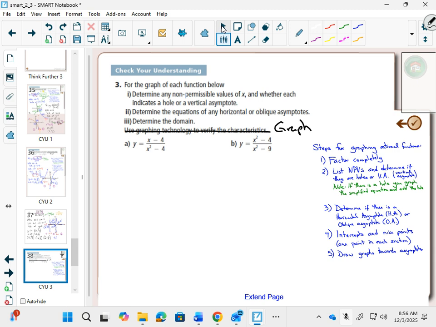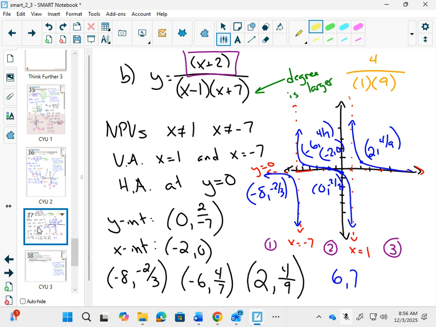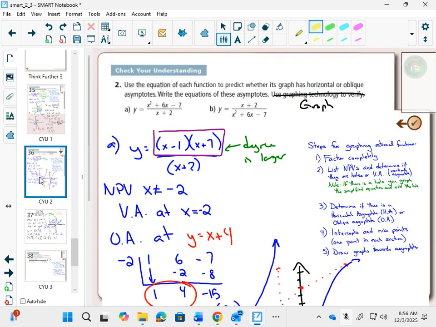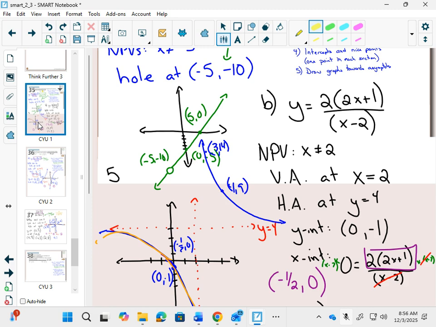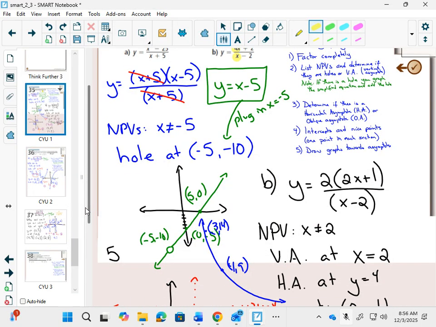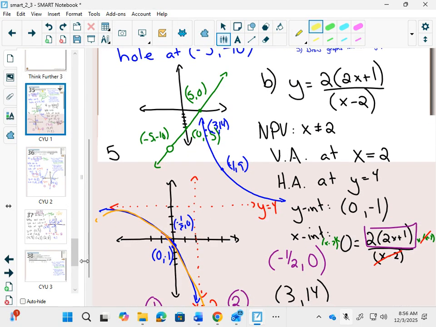What makes this unit challenging at the beginning is, look at the graphs we've done. That one looked like this. This one looks completely different than that one. Our first one just had a straight line with a hole in it. The graphs look completely different, but the steps are the same. But the steps have a lot of stuff involved in them.